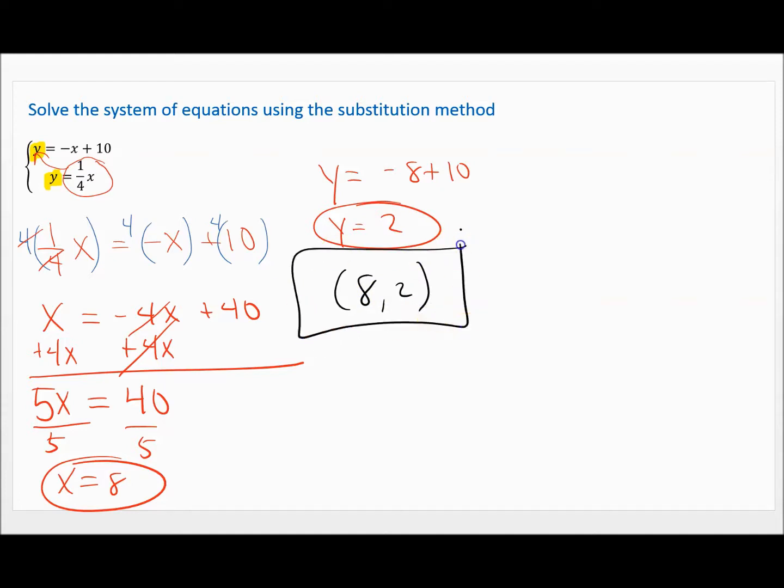That should be my answer, but it's not really official until I check it. So let's check our answer. So I have y, first equation, 2 is equal to negative 8 plus 10. That is true. Second one, y, which is 2, is that equal to 1/4 of 8? That's true too, right? 1/4 times 8. Multiply those together. 1 times 8 is 8. 4 times 1 is 4. That is definitely equal to 2.